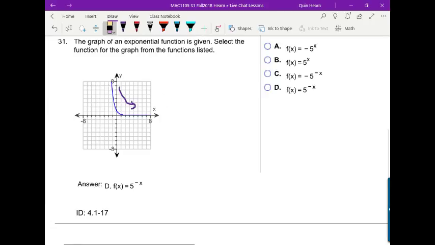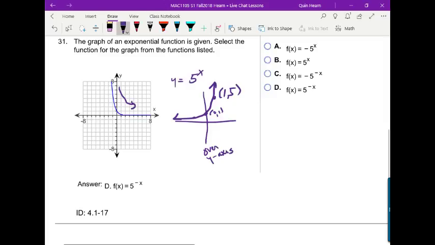So what that means is that we have made a transformation to a graph of 5 to the x. Remember, y equals 5 to the x would go through 0, 1, and 1, 5, and negative 1, 1/5, and it would be an increasing function, not decreasing. So it must be that we have made a transformation that flipped that. And how is it flipped? It's flipped over the y-axis. So that means that we're looking for a function that has a transformation, and that transformation is to flip it over the y-axis.